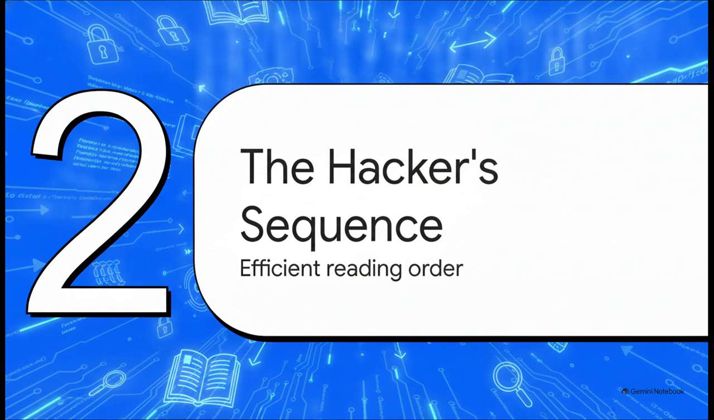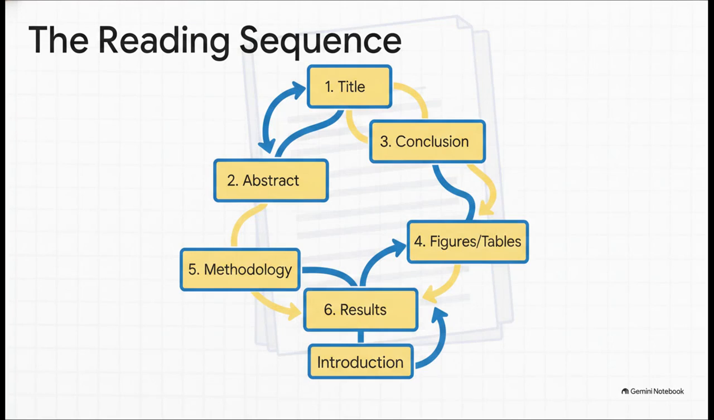Think of this as your insider pro tip. It's an unconventional, highly efficient reading order that's going to save you hours of wasted time. Here is the full 7-step sequence that is going to completely flip the script for you. Title, abstract, conclusion, figures and tables, methodology, results and discussion, and finally, the introduction.